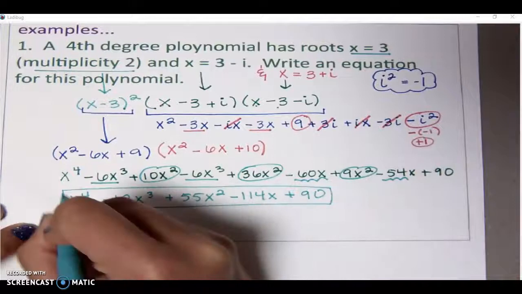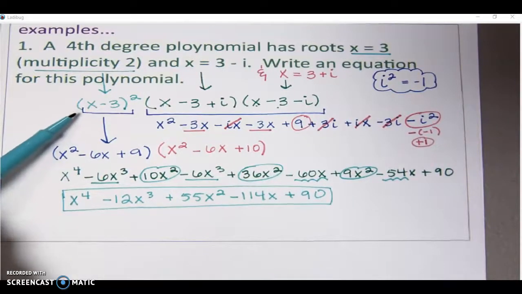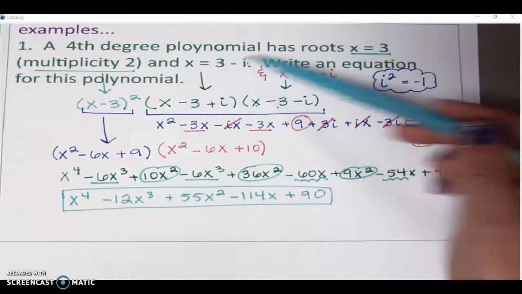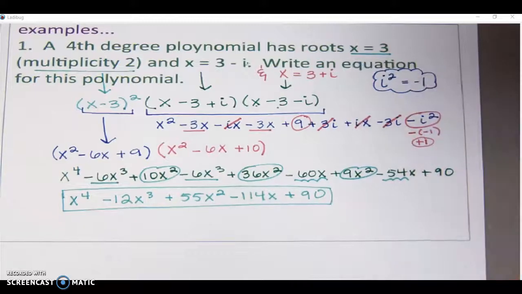So this is our 4th degree polynomial that we were supposed to have. We started out with the roots of x equals 3 with the multiplicity of 2. And then they gave us one of the imaginary ones. We had to know that the conjugate was also going to be a root. And we changed those into factors.